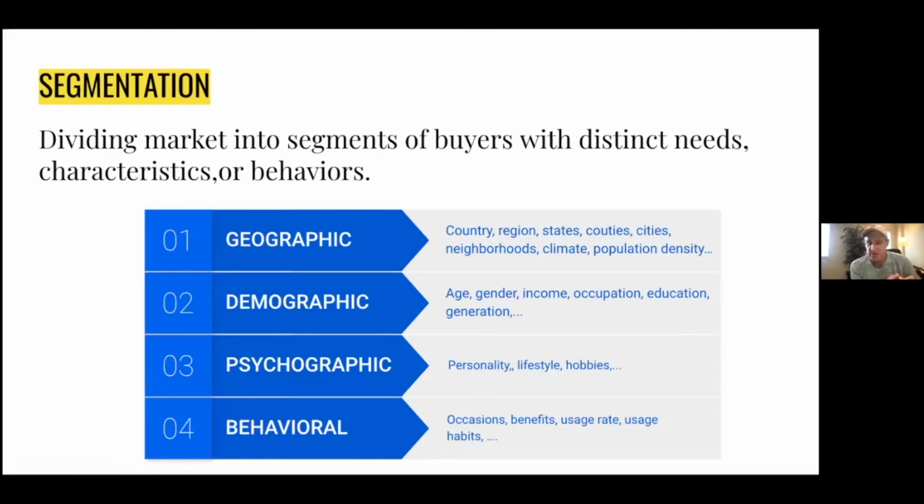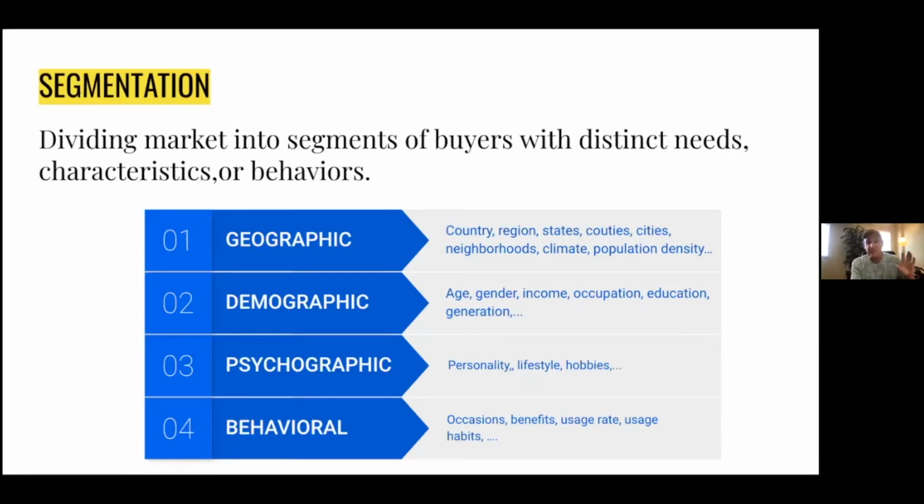But segmentation is defined as dividing your market into segments of buyers with distinct needs, characteristics, and/or behaviors. Okay. That's the definition of segmentation. That's what you're doing. And so let's look at some ways that we can segment. Now, the obvious easiest one, the second place one in our poll, is geographic.